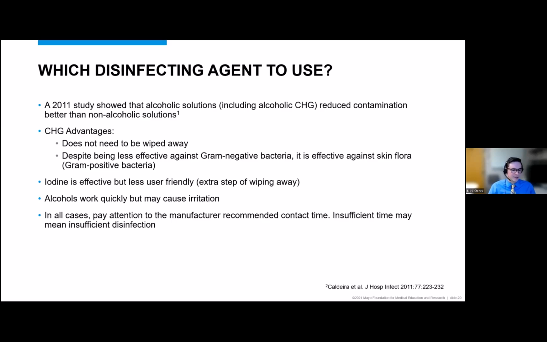Iodine, as we mentioned, is slightly less user friendly because you have that extra step of wiping away. But the reality of it is these can all be effective. The big recommendation that we make is really trying to look at your collecting staff and the workflows that you have, and make sure that you're optimizing it for your patient population and your current workflows. And the biggest thing, no matter what you're using, is making sure that you're following whatever the manufacturer recommendations are, whatever data we have, so that the agent is being utilized appropriately. Appropriate contact times is the key thing there to make sure that you have sufficient disinfection of the site.